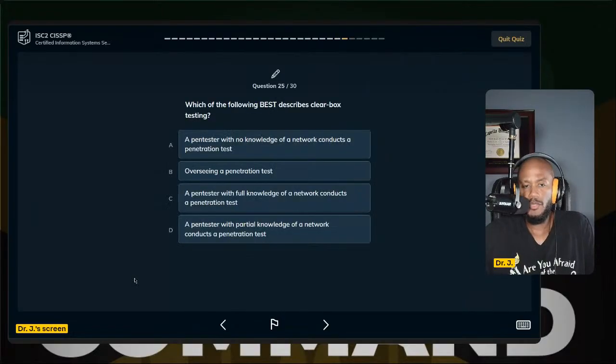All right. Which of the following best describes clear box testing? I mean, you get all the information, so that should be Charlie, full knowledge of a network. Delta would be gray box, where you have partial knowledge.